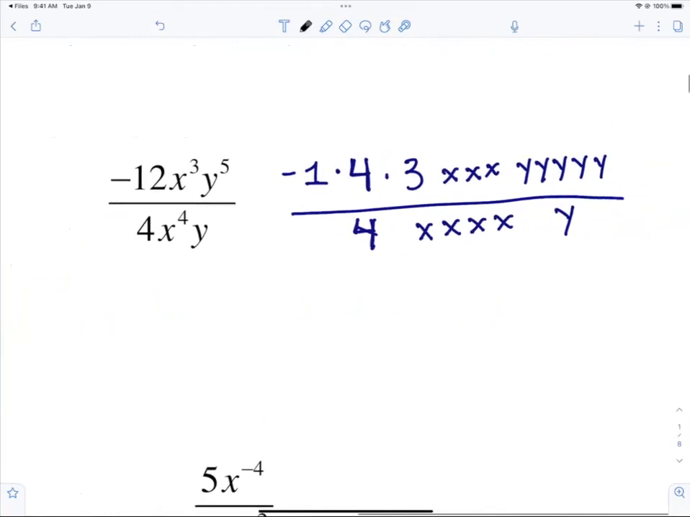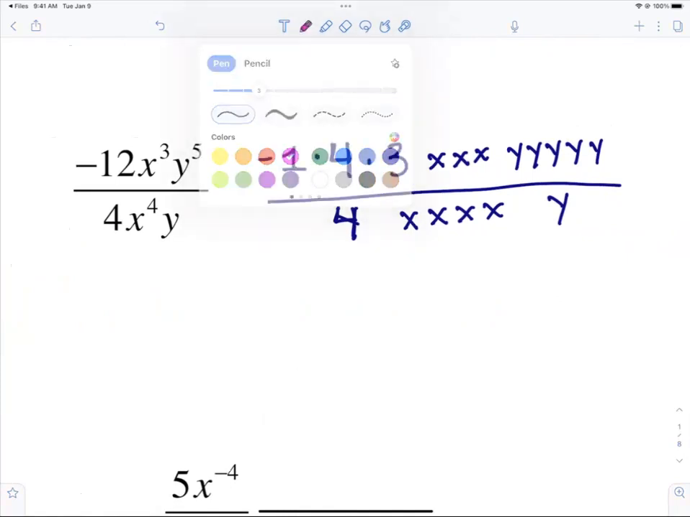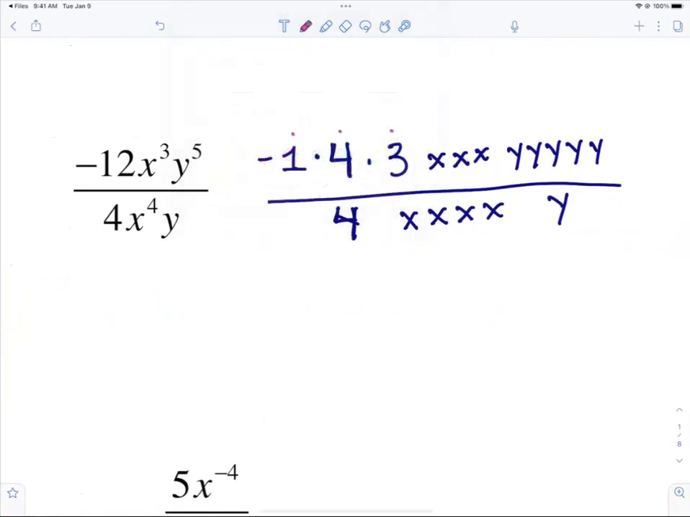Moving to the next example, I've already got it laid out for you. The negative sign, I'm going to think of that as a -1. 4 times 3 is 12. And then I've got the 3 x's and the 5 y's all mapped out. In the denominator, I have 4 x's and 1 y. So to simplify this, 3 x's will take each other out, and then only 1 y can be divided out top to bottom. And then the 4's can divide out.